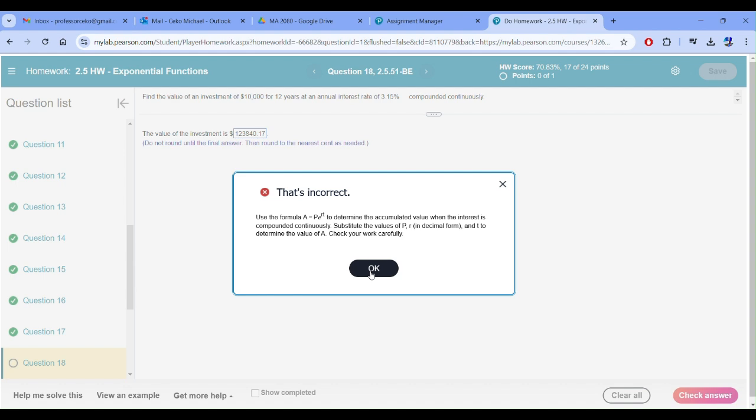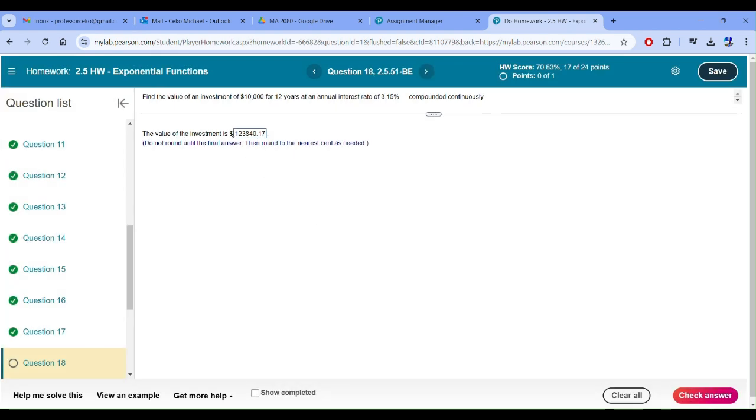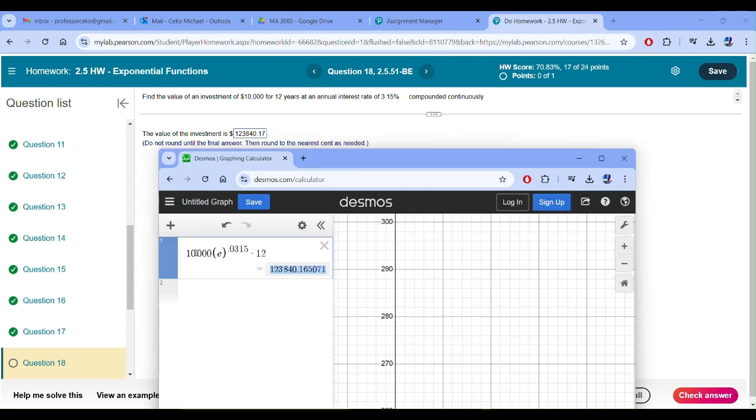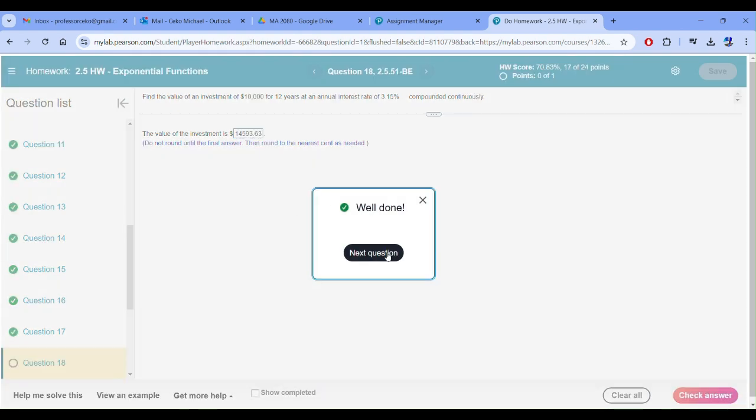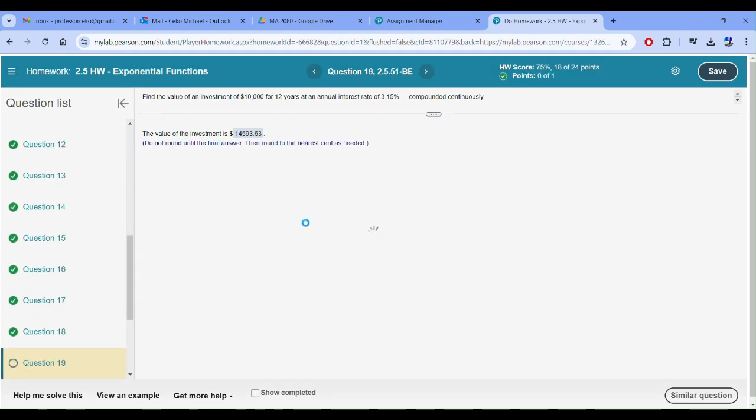No, the value of the investment of $10,000. Oh, I put too many zeros. Where's Desmos? I put 10,000 times. Oh, that's why. I've got to put parentheses around this because it's not taking it, times the 12 years. Copy, delete this, paste, and then that's just going to go to 63. There you go, $14,593.63. Awesome.